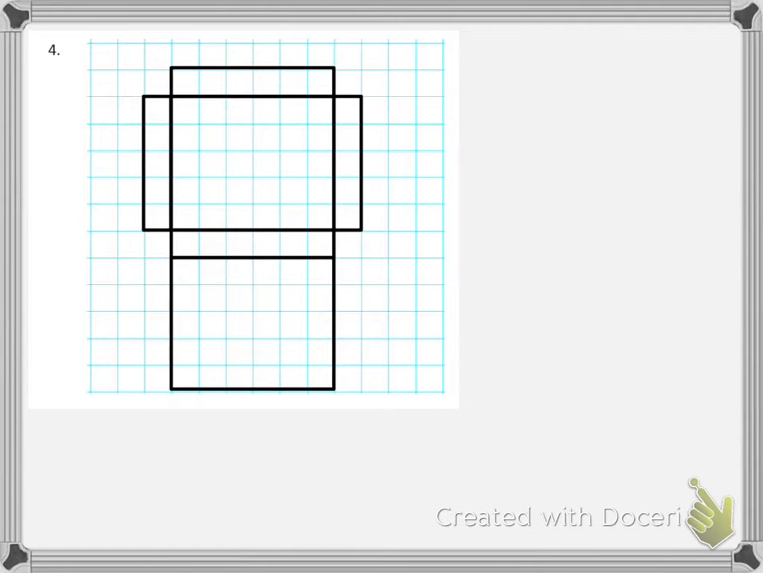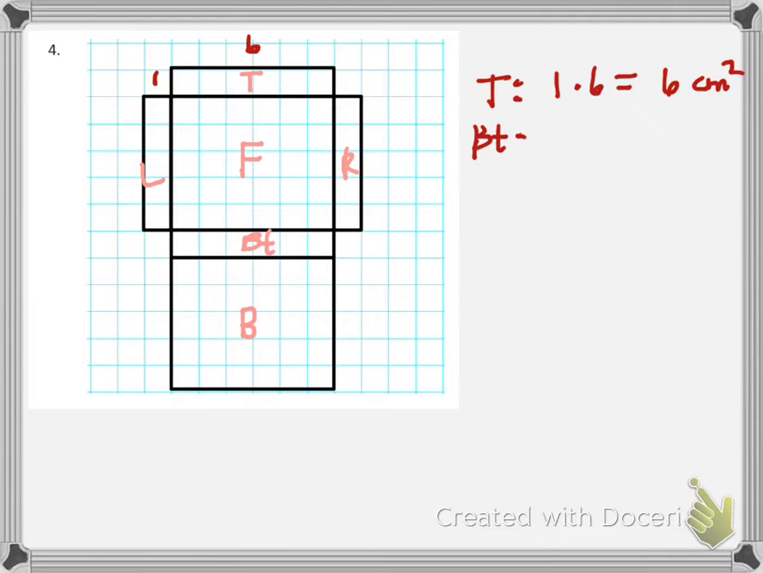All right, and then the last one, a rectangular prism again. Let's call this the front. This will be the top. This will be the bottom. This will be the back. Bottom is here. This is the right side, and this is the left side. All right, so top. Let's see, the top is a 1 by 6 rectangle. So the top is going to be 1 times 6. That's 6 centimeters squared. And then the bottom is the same. So let's put that in there, also 6 square centimeters.